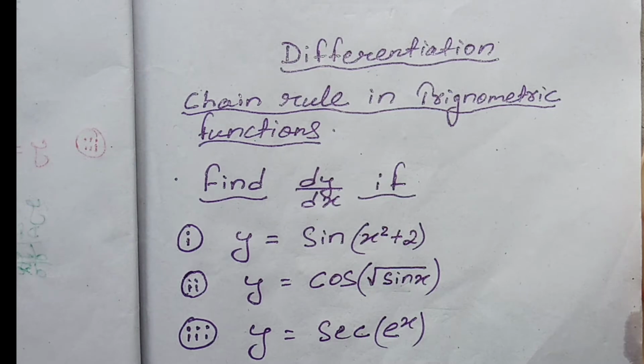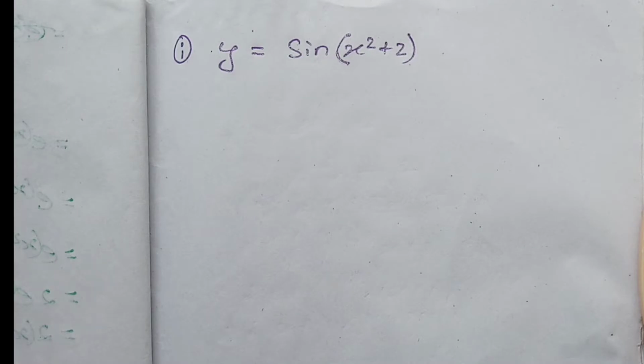So we will see how this chain rule is used in trigonometric functions. Our question is to find dy by dx for the given functions, so we have to differentiate each with respect to x. Let's start with question number 1: y is equal to sin(x square plus 2).